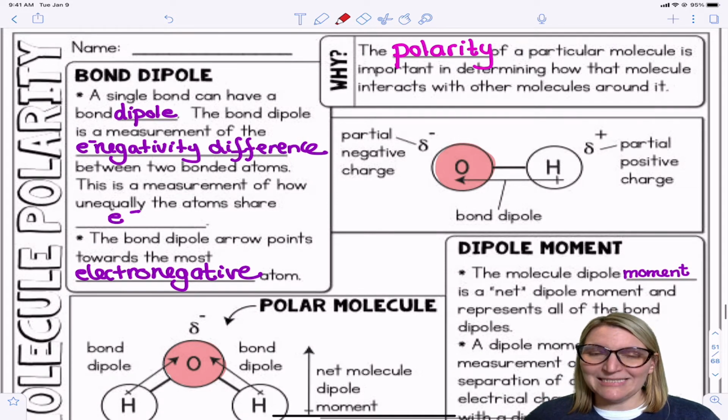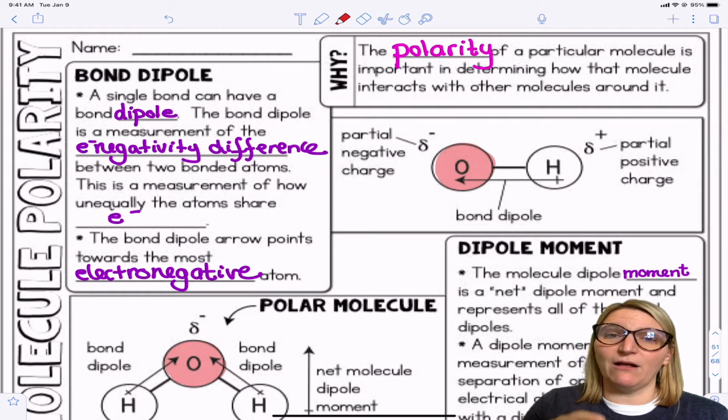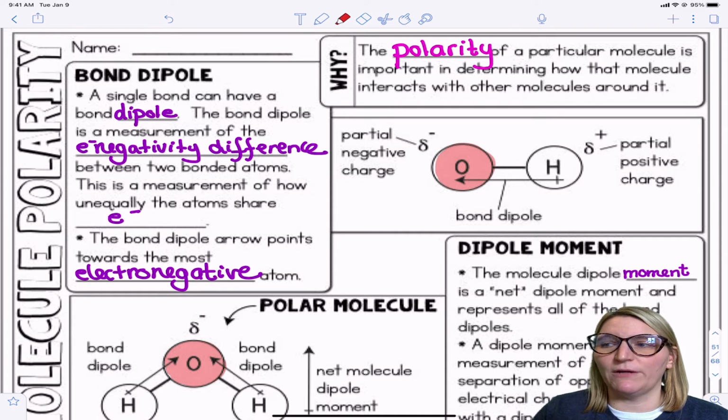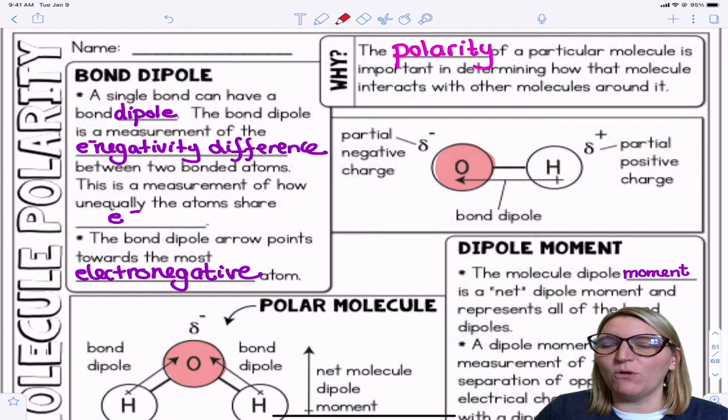So the bond dipole, that little box over on the left, a bond dipole is a way to talk about the polarity of a bond, whether a bond is polar or nonpolar, right? A single bond can have a bond dipole. That's the exact same concept as a single bond can be polar. The bond dipole is a measurement of the electronegativity difference between the two bonded atoms. This is a measurement of how unequally the two atoms share electrons, and the bond dipole arrows point towards the most electronegative atom.